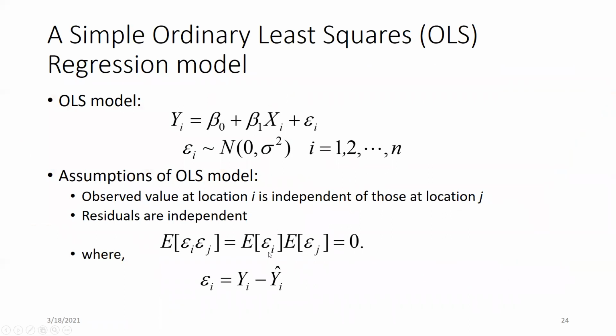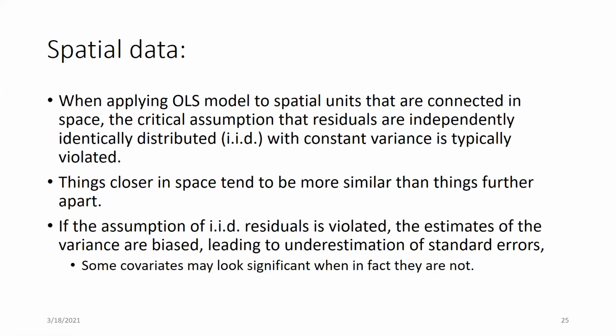As we know, the general linear model is based on one of the assumptions of the independence of the residuals. For spatial data, things closer in space tend to be more similar than things further apart. The assumption of independence of residuals is violated. If the assumption is violated, the estimates of the variance are biased, with underestimation of standard error. Some covariates may look significant when in fact they are not. We'll show this in an example later when we present the output based on the spatial model.